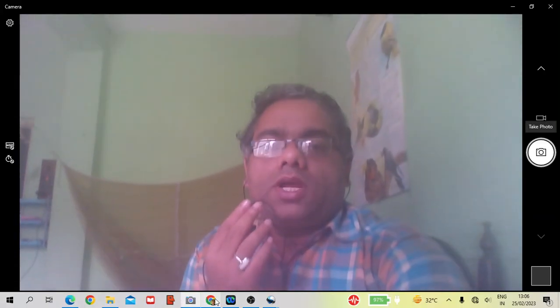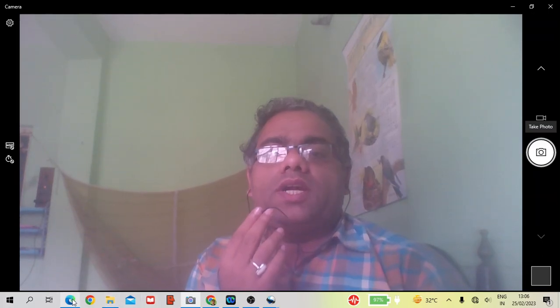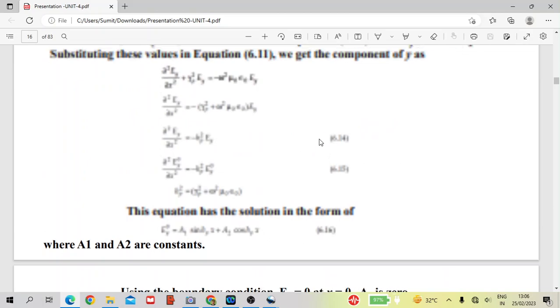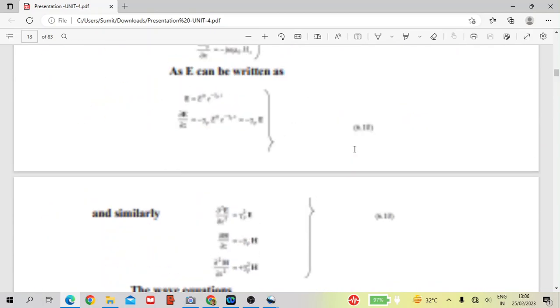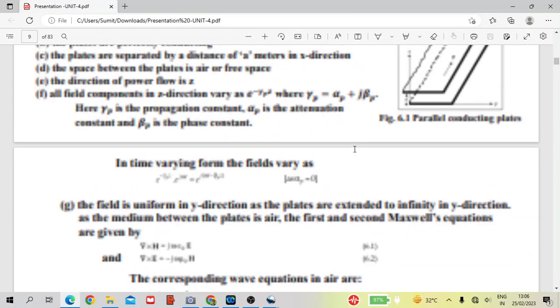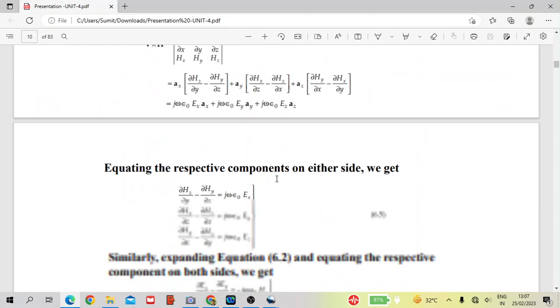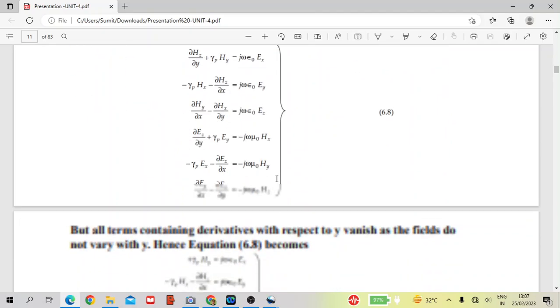Okay, so now we have seen, continuing here, that a1 and a2 are constants. Now using the boundary condition at x equals 0, which means this bottom plate, Ey, the tangential component of E, will naturally be 0, because that is the boundary condition for the E field.